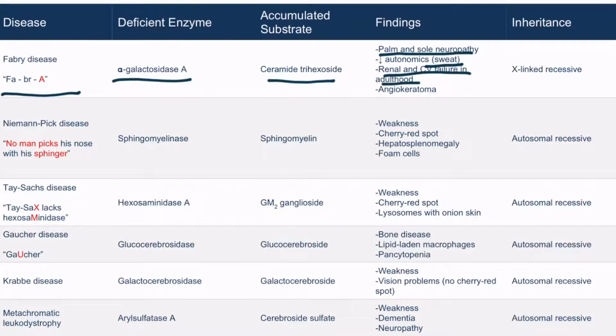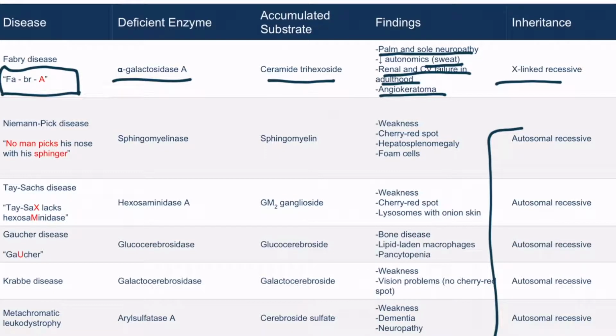Accumulation in the vascular system also results in angiokeratomas, which are benign vascular skin lesions. Finally, notice that this is the only lysosomal storage disease on our table that is X-linked recessive, while the rest are autosomal recessive. Now notice the mnemonic right here.